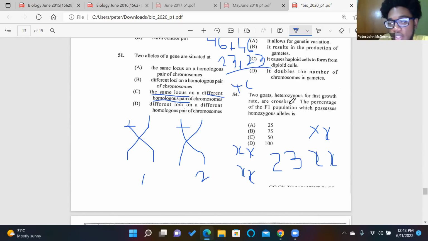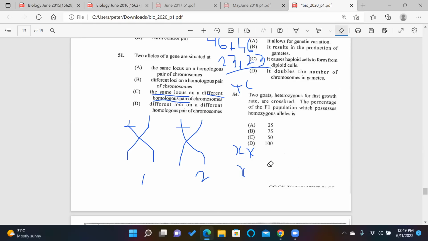Two goats heterozygous for fast growth rate are crossbred. The percentage of the F1 population which possesses homozygous alleles is? So when you cross 2 heterozygotes, how many are going to be homozygous?